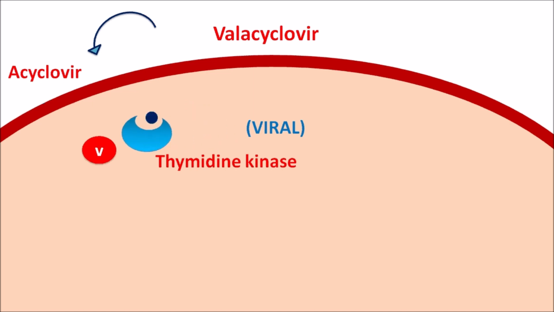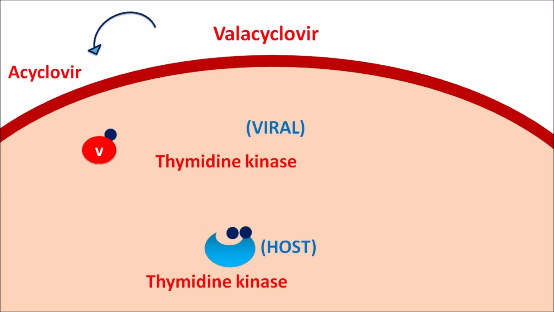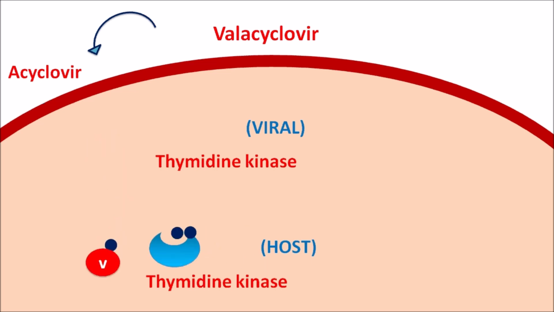Now it is going to be phosphorylated to form a monophosphate. This monophosphate is not the active form. It can act as a chain terminator, but it is not producing the significant inhibition on viral replication. This monophosphate is then converted into triphosphate by host kinases. Now by these enzymes, this acyclovir is converted into triphosphate form. Within this triphosphate form, now acyclovir is active.